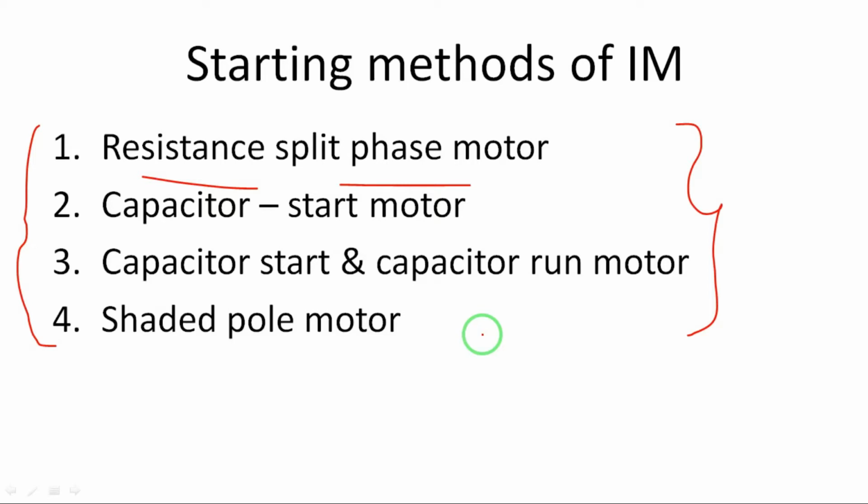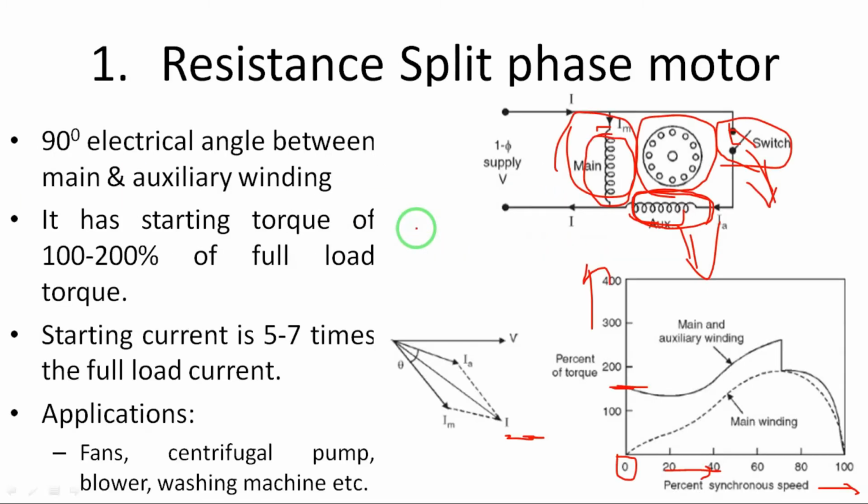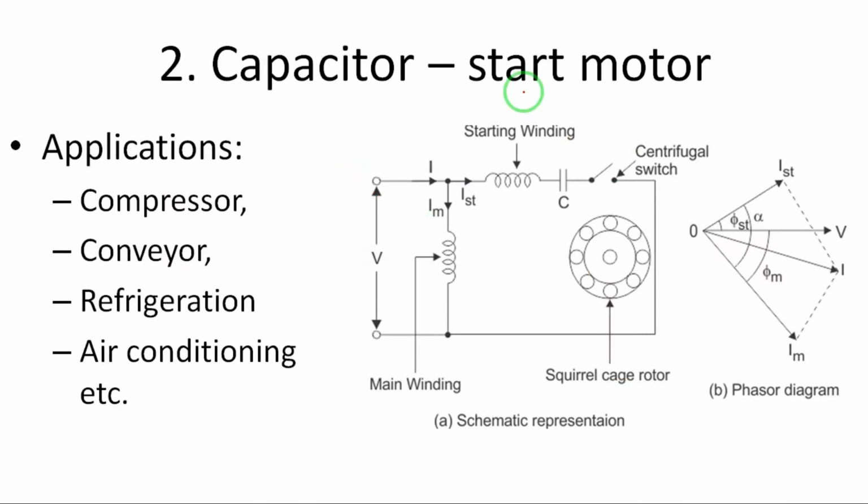Hi everyone. In the last class, we discussed the resistance split phase induction motor. Now we will discuss the capacitor start motor and the capacitor start capacitor run motor. Please observe here. Initially there is no developed torque, so we have to develop an initial torque. To develop the torque, we need to connect some external parts.